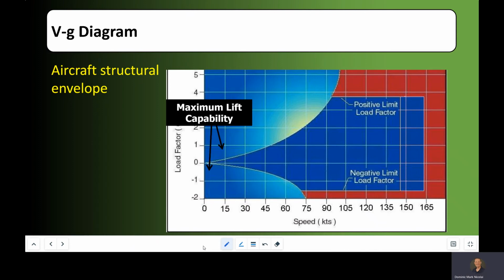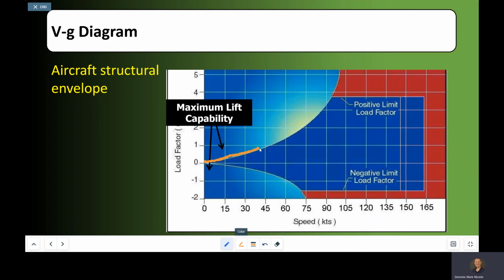So this is our VG diagram, velocity G-force diagram. It really makes up the envelope of the aircraft. We want to make sure that we understand how it's constructed. Your assignment E1 is going to be developing a VG diagram for the Cirrus SR20. Starting here at the 0 point, which is 0 Gs.